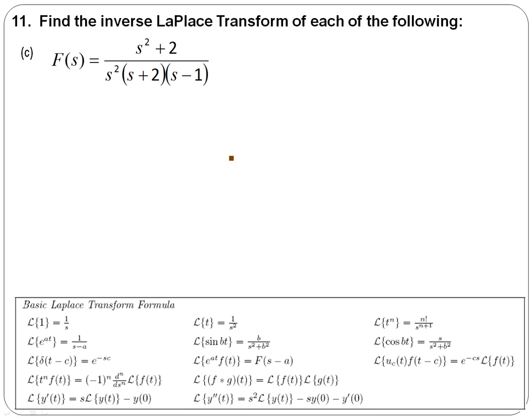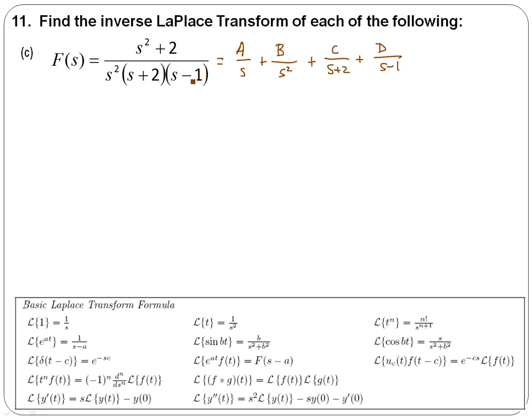Here again we're going to do partial fraction decomposition. I have an s squared at the bottom, and so the s squared needs to be broken up into a over s plus b over s squared. Then the s plus 2 at the bottom, I'll have a c over s plus 2. And then for the factor s minus 1, I'll have d over s minus 1.